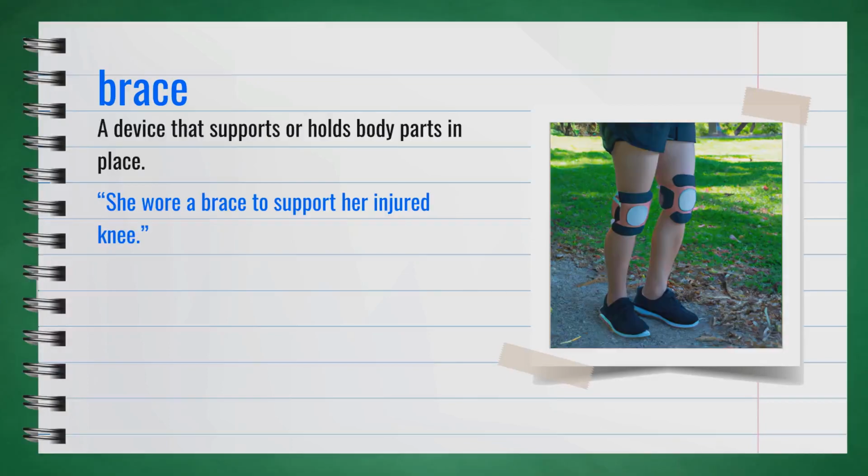The word brace is a device that supports or holds body parts in place. To pronounce it correctly, say brace. Synonyms include support and splint. Here's an example. She wore a brace to support her injured knee. In simple terms, a brace is something that helps hold injured body parts.